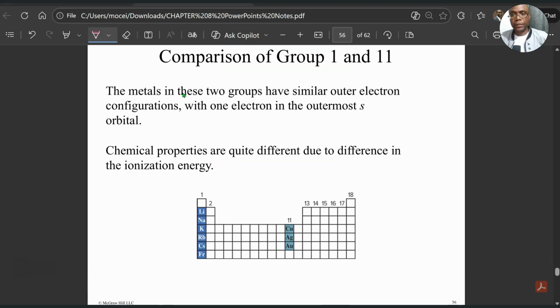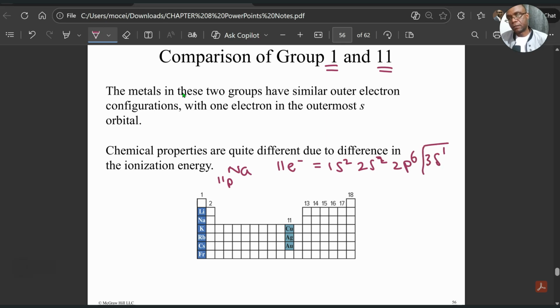Let us now compare group 1 and group 11 elements. Now, I'll use the example of sodium. Sodium has 11 protons, meaning it's going to have 11 electrons with electronic configuration 1s2, 2s2, 2p6, 3s1. Focus on the s1.